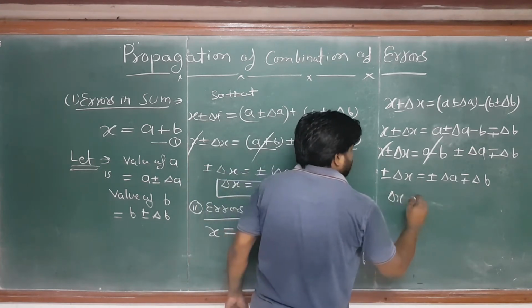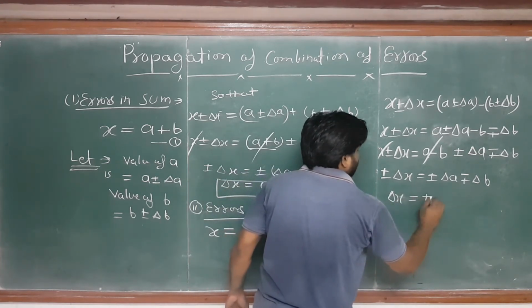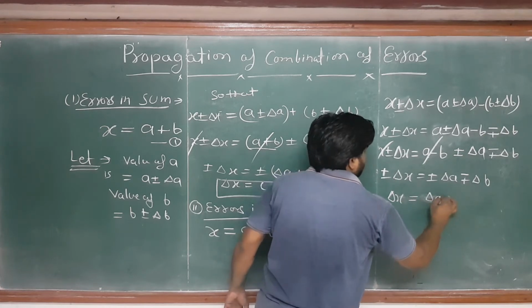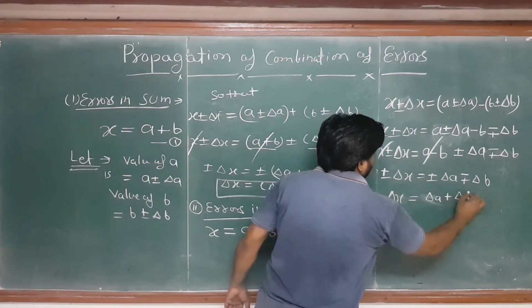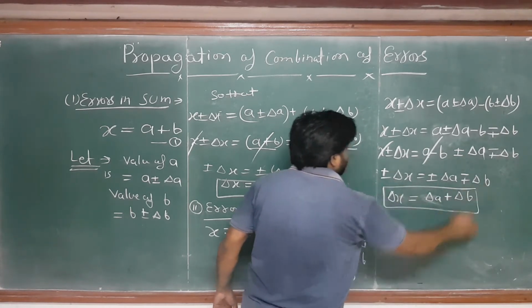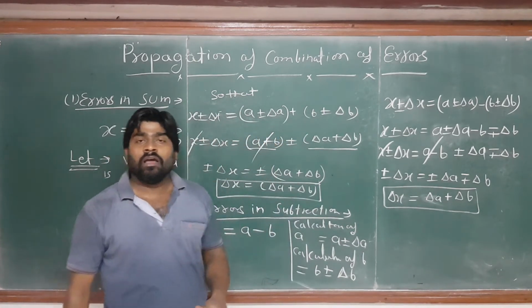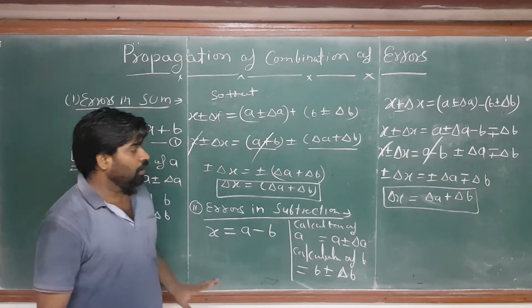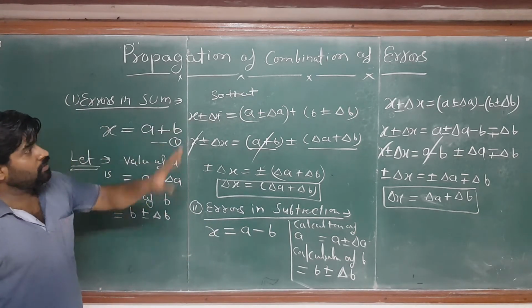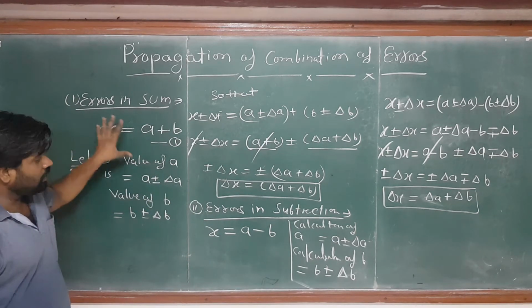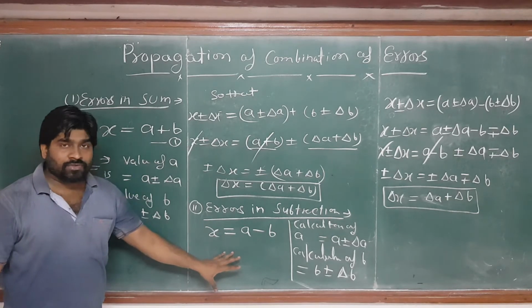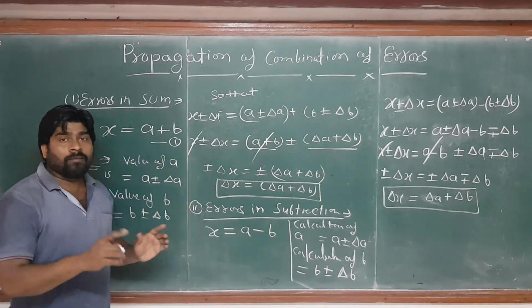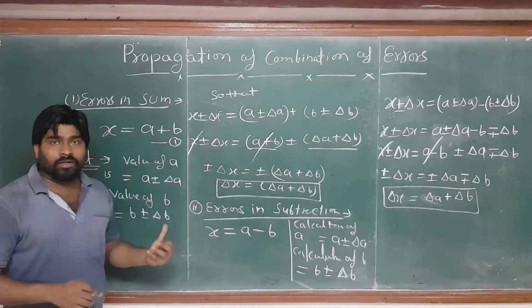The del x is equal to del a plus del b only. So just ignore this minus and plus sign. You have to find the errors, right? Del x is equal to del a plus del b. So this is the propagation of combination of error for the errors in sum and errors in subtraction. I am going to do some numericals to make you understand.